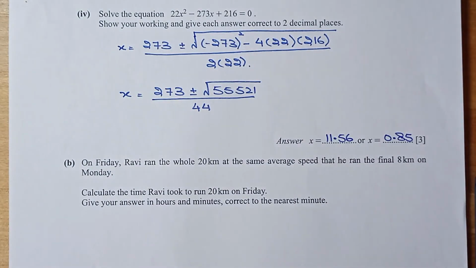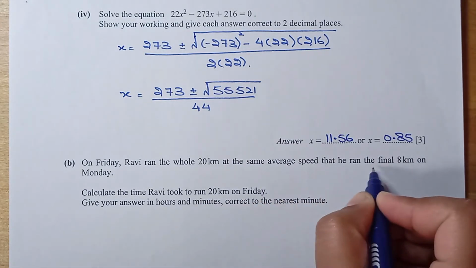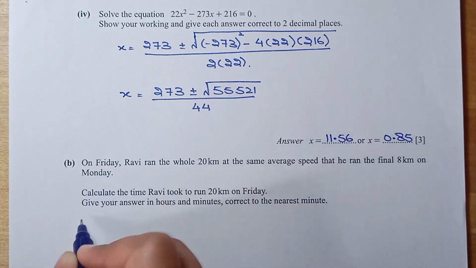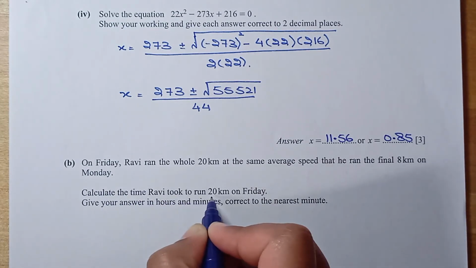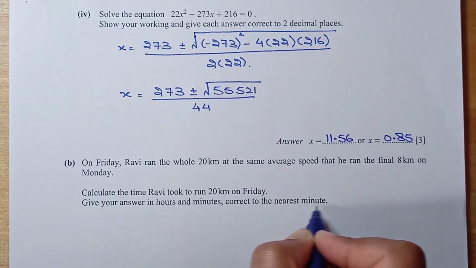Now for the B part: on Friday, Ravi ran the whole 20 kilometers at the same average speed that he ran the final 8 kilometers on Monday. Calculate the time Ravi took to run 20 kilometers on Friday. Give your answer in hours and minutes, correct to the nearest minute.